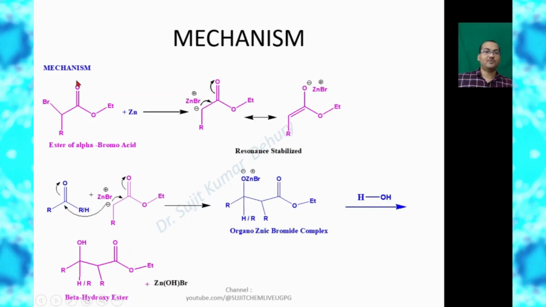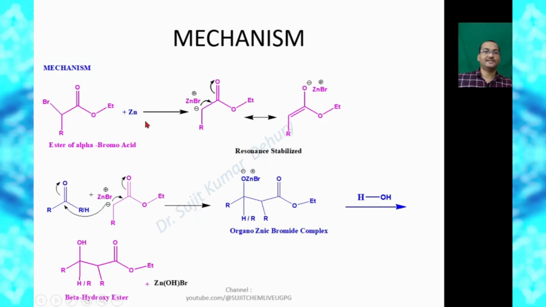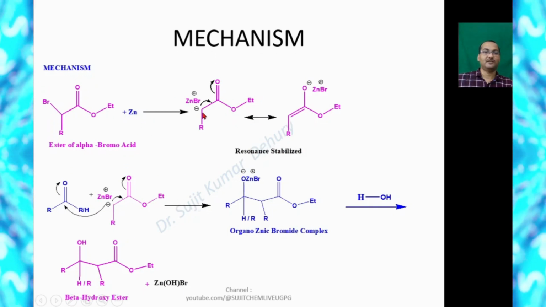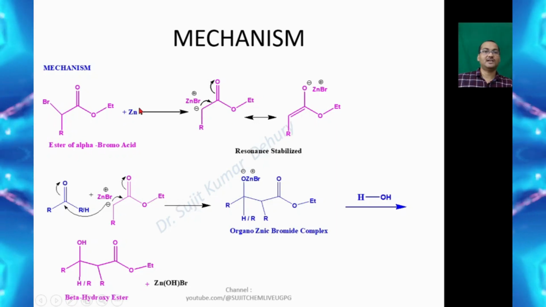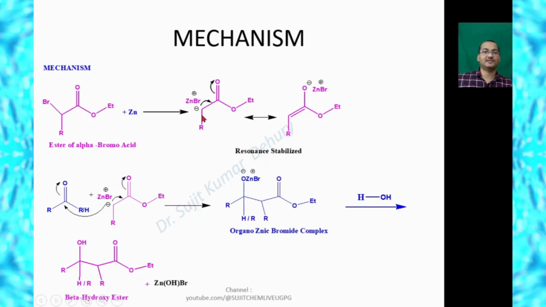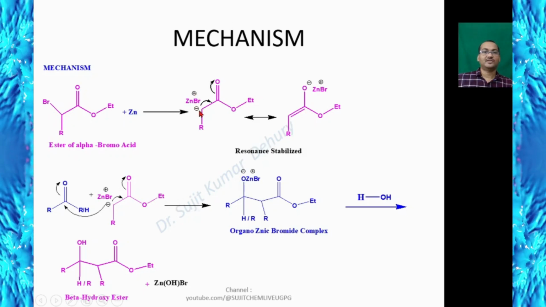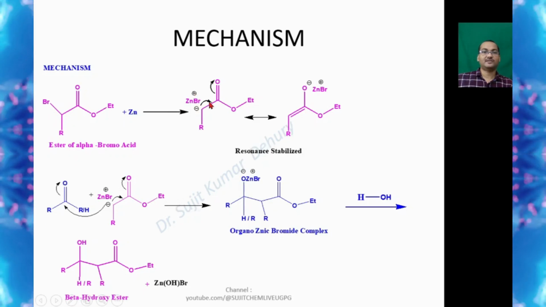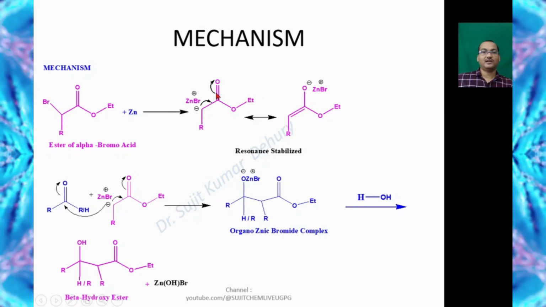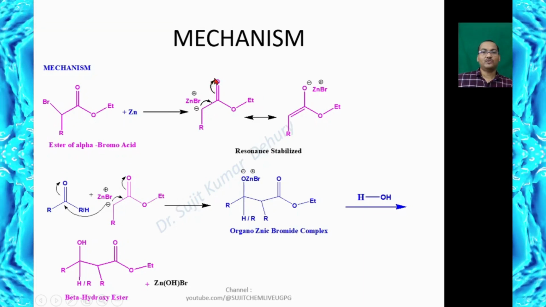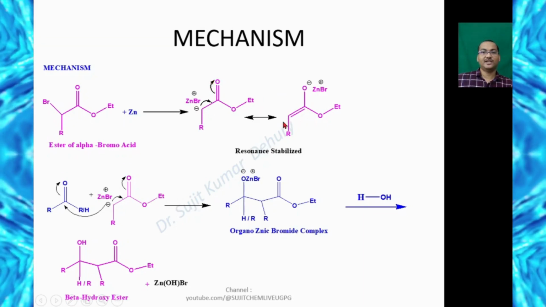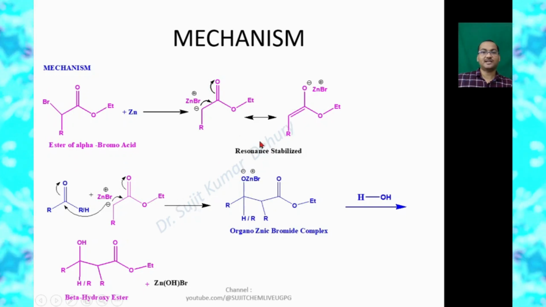The ester of alpha bromo acid upon reaction with zinc becomes the ZnBr compound. This is just like a Grignard reagent, just like RMgX. So you get C minus ZnBr plus. Once you get this, this C minus can come back here, and this CO bond will break on oxygen. So you get this enol form. This is resonance stabilized.